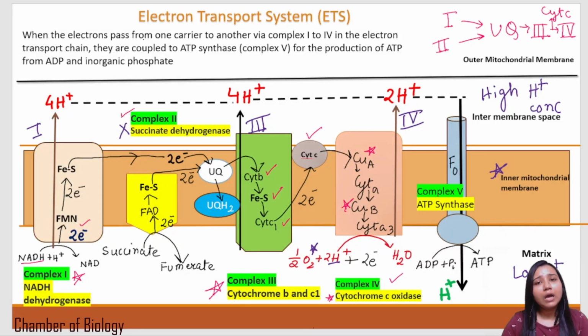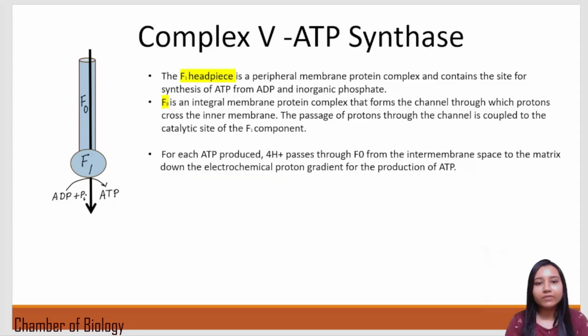Okay, so now what is going to happen? Our complex 5 is our savior. So how is complex 5 going to save us? You can see in complex 5, we have a headpiece, which is basically the peripheral membrane protein complex that contains the site of synthesis. So you can see the ATP is synthesized, and we have the F0 membrane, which is a channel through which the protons are going to come back.